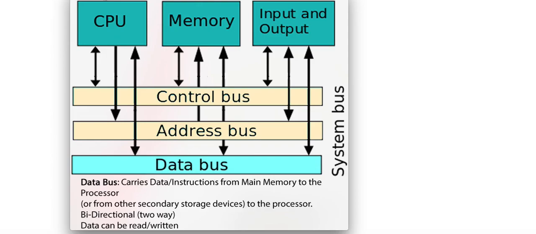The data bus, all it does is pass data and instructions. That's all it does. In order to be able to do that, it needs to know which address to use, so hence it uses the address bus, and the control bus lets the address bus know what information is needed.